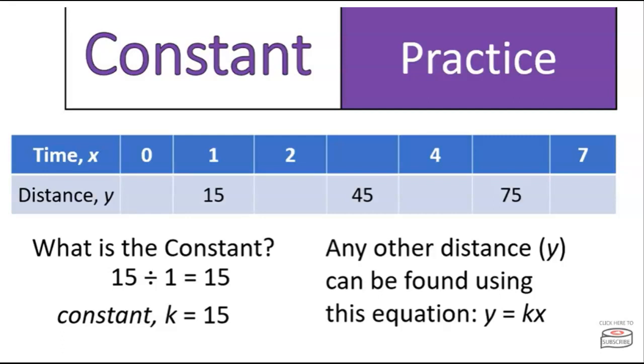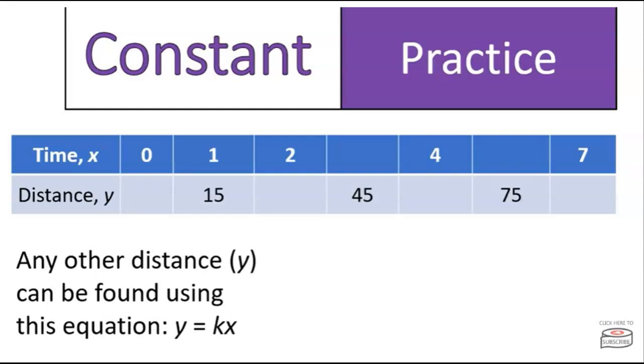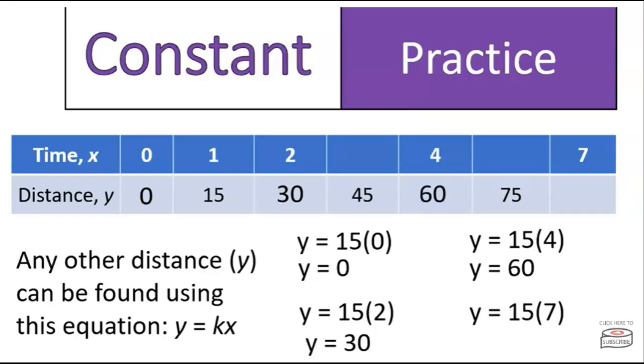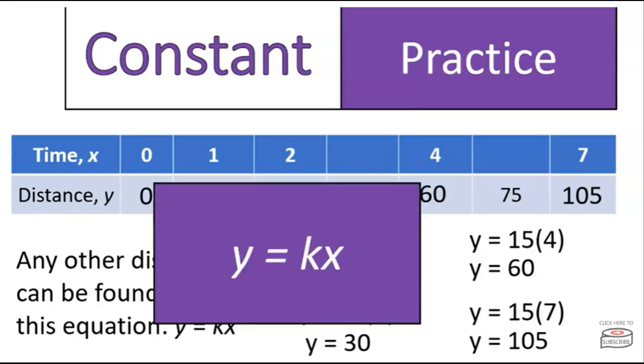We should be able to fill in most of the rest of this column. Let's get that out of the way and just show some of the math. We're going to do 15 times 0. That will give us 0, so we can fill that in. 15 times 2, that gives us 30, so we could fill that one in. 15 times 4, that would give us 60, so we can fill that one in. And 15 times 7 gives us 105. We can fill that one in. Again, the equation we used for this is our y value is equal to the constant times our x value.